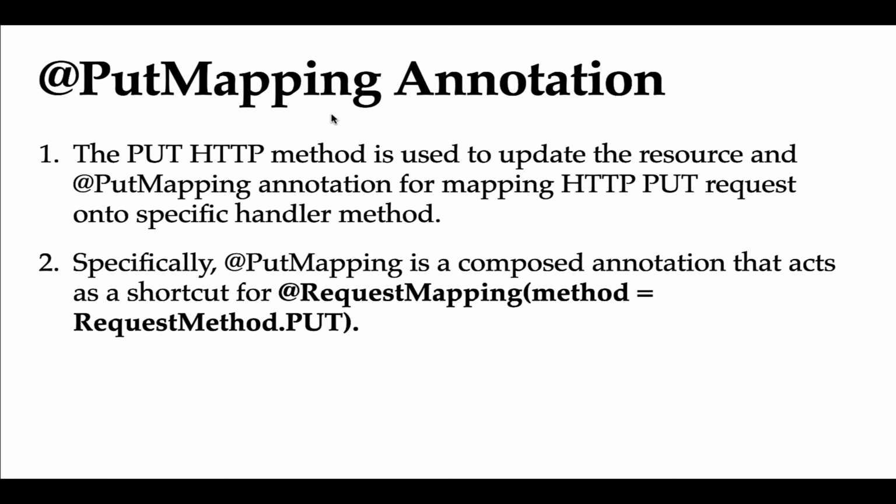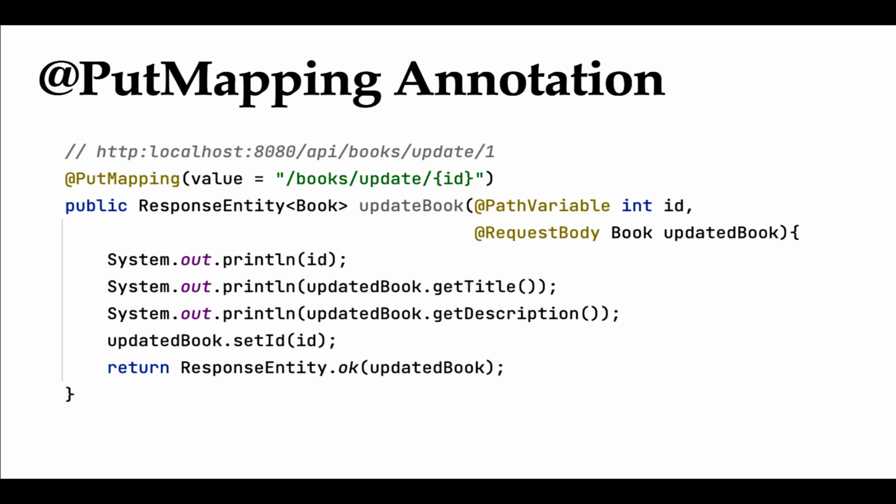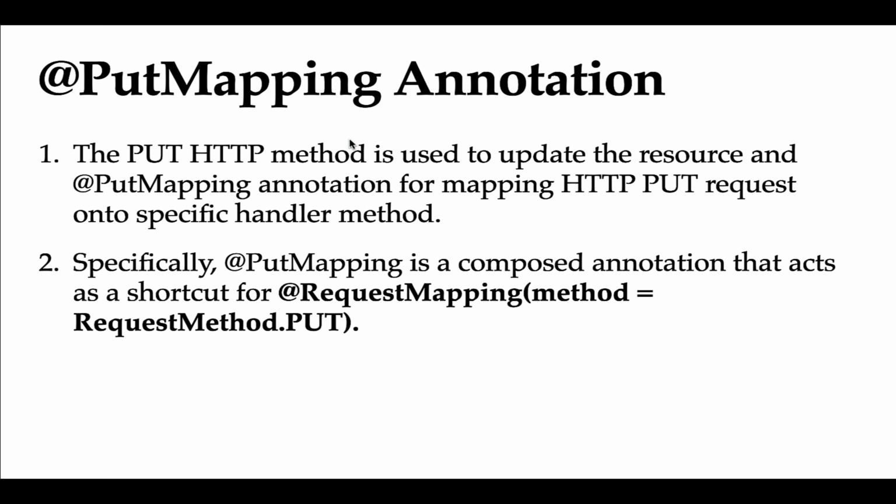Hi everyone, welcome back. In this lecture, let us take a look at the PutMapping annotation. Well, the HTTP PUT method is used to update a resource, and the PutMapping annotation is used for mapping HTTP PUT requests onto a specific handler method. Specifically, the PutMapping annotation is a composed annotation that acts as a shortcut for the RequestMapping annotation plus the HTTP PUT method. So basically, the PutMapping annotation is used to map the incoming HTTP PUT request to a specific handler method.